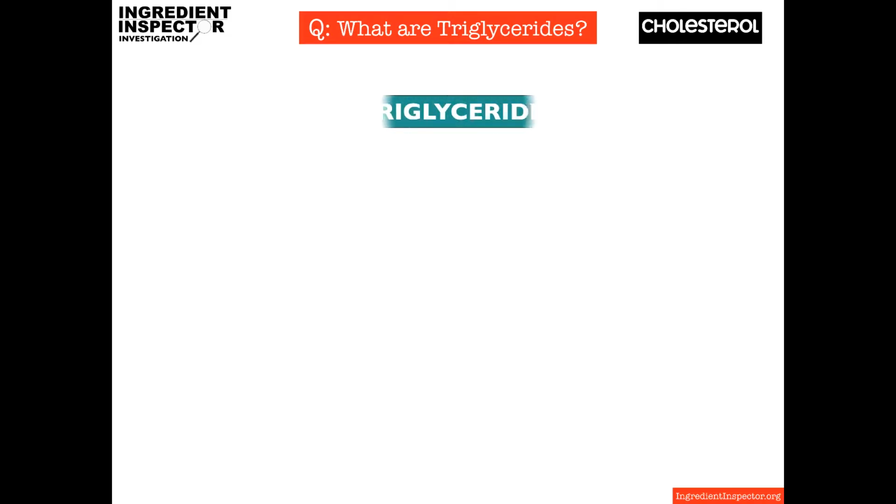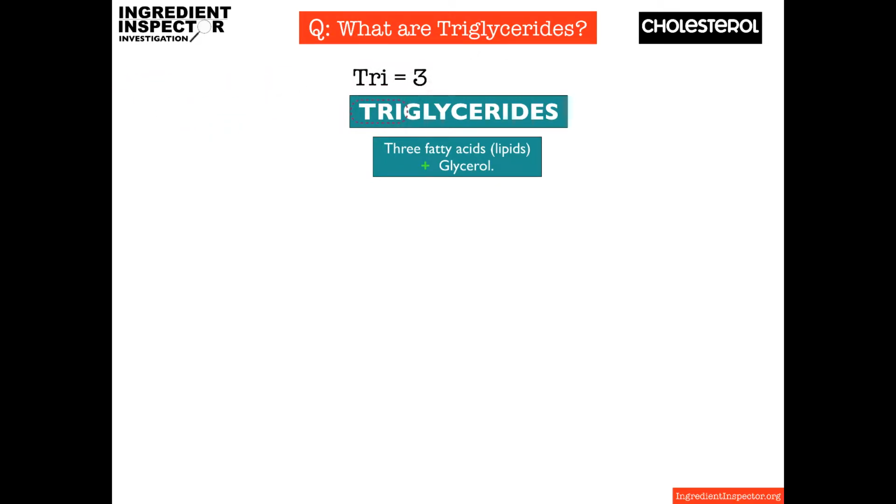What are triglycerides? Triglycerides are 3 fatty acids or lipids plus glycerol. The tri in triglycerides stands for 3, like think of a tricycle with 3 wheels. Triglycerides are fat, so when you see triglycerides, just think fat.